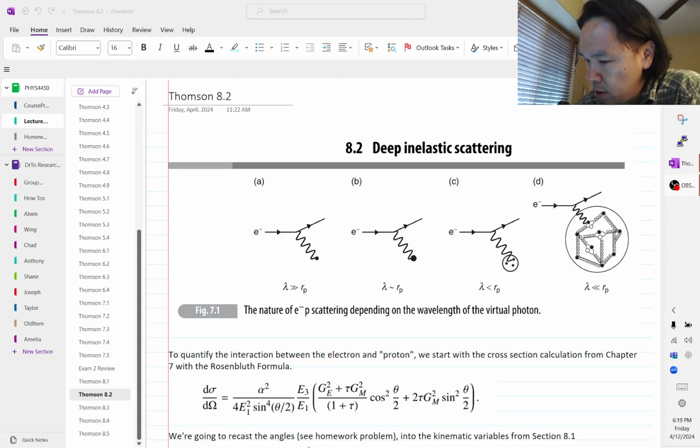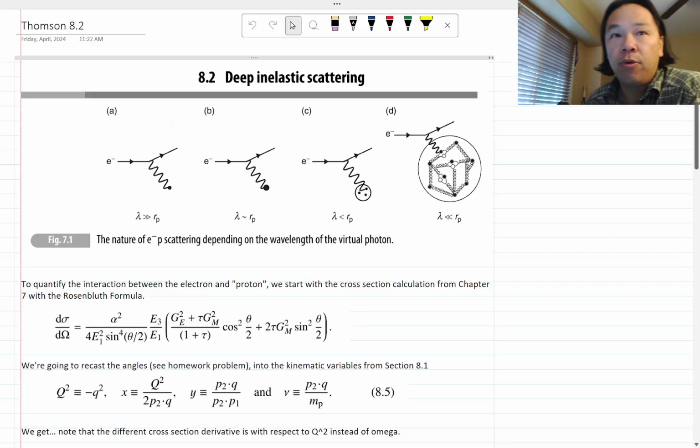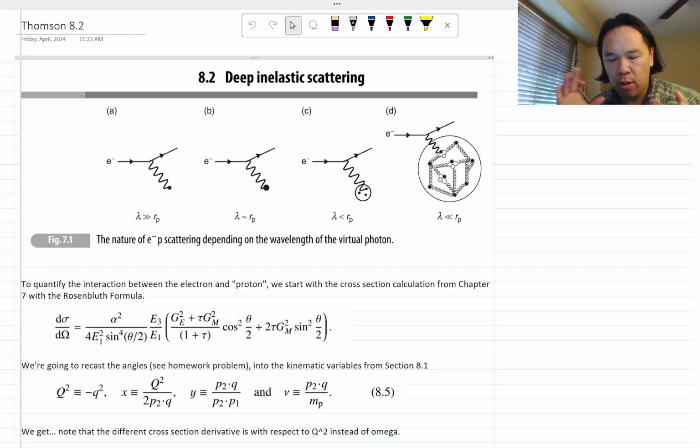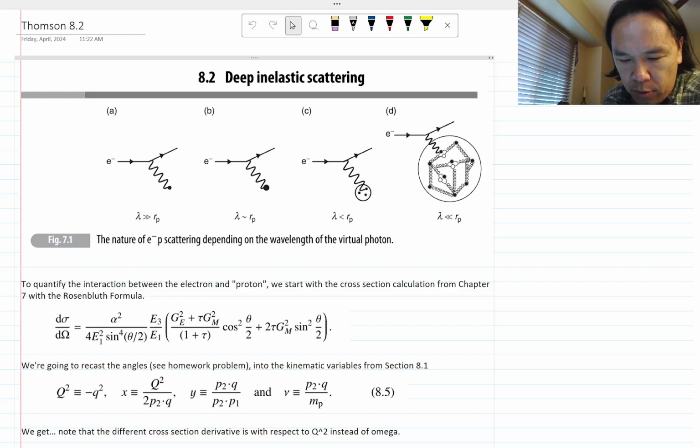Hey everyone. So we are going to dive deeper and deeper into the proton today as we go through Thomson's 8.2. This should be a short-ish section. We're just going to reformulate a couple of things in preparation for what we're going to learn before the end of this chapter, which are these parton distribution functions, which will allow us to figure out the quark and the gluon and the sea quark and valence quark content inside the proton, and we actually can probe the structure inside the proton. Okay, so let's get started.